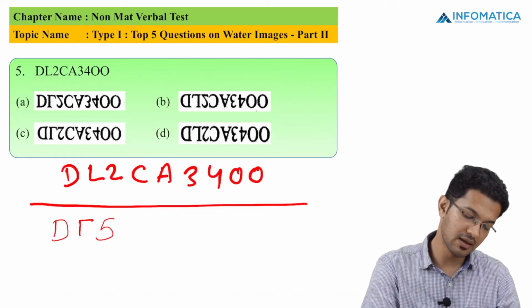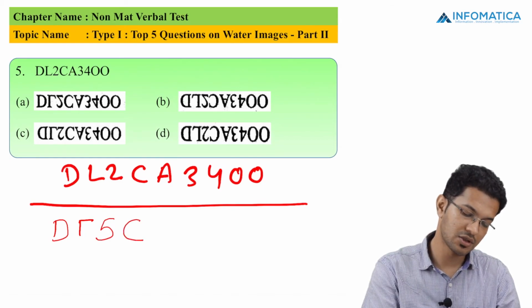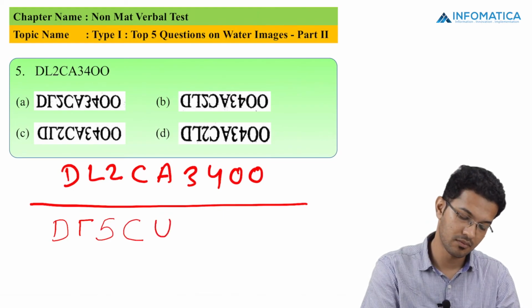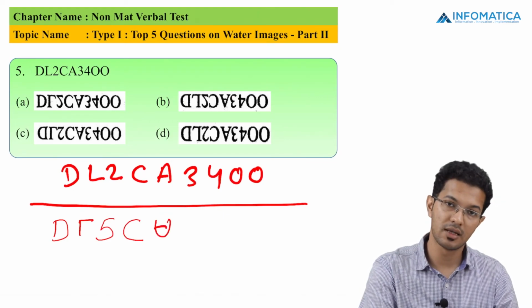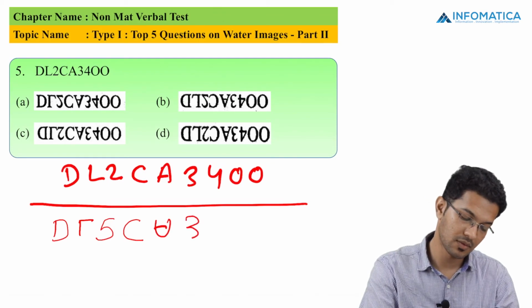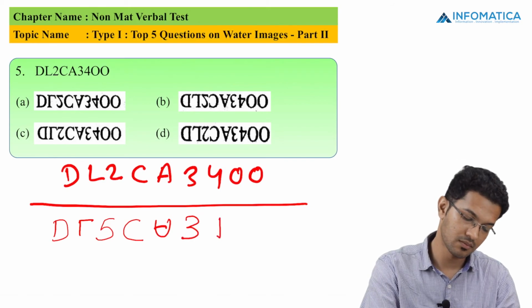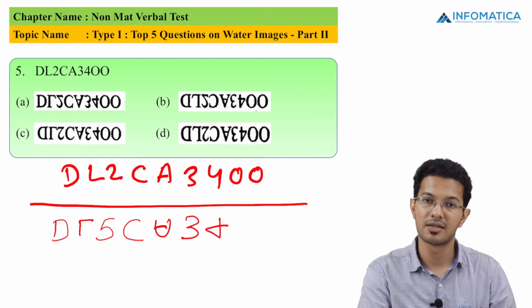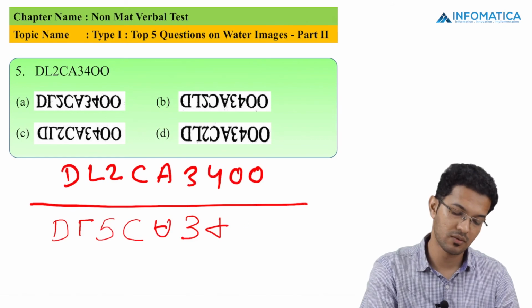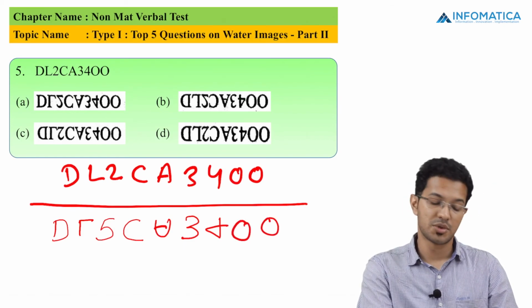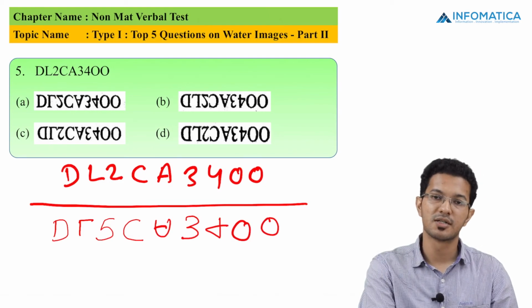Then we go for C, it will not change. Then I'm having the capital letter A. The next one is 3. Again, there will be no change. The next one is number 4. And lastly, I'm having 2 O's, which will not change at all. So students, if I look at all the options, we can say that the answer to this question is option A.